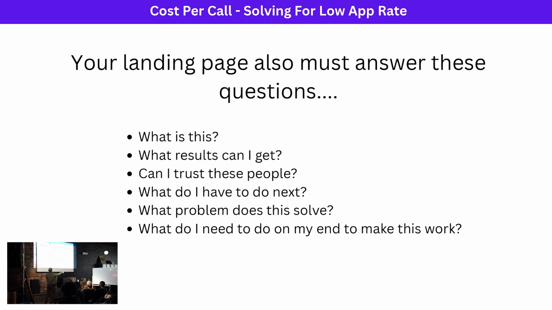The page must also answer these questions. What the hell is this thing? What results can I get? Can I trust these people? What do I have to do next? What problem does it solve? And what do I need to do on my end to make this work?